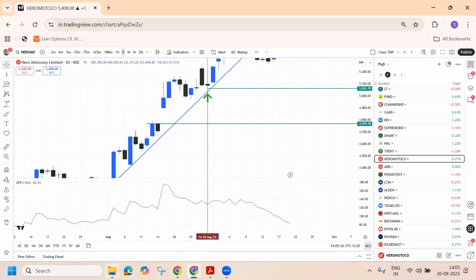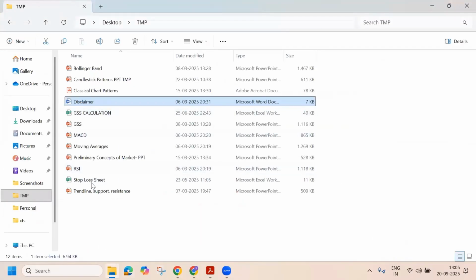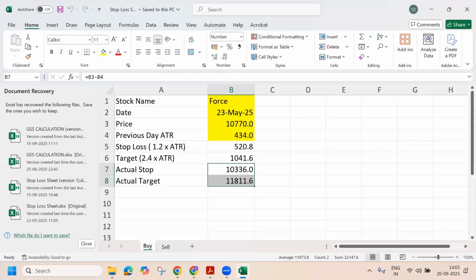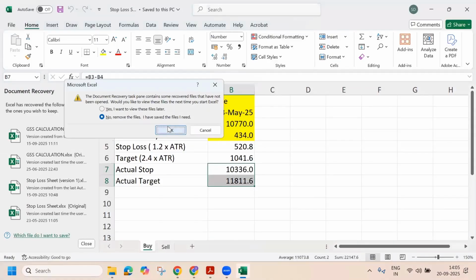Now I have a stop loss sheet, and Payal has already shared all these documents with you. So you don't need to ask me, sir, how will we get this, how will we get that. You won't need that because it's already been given.